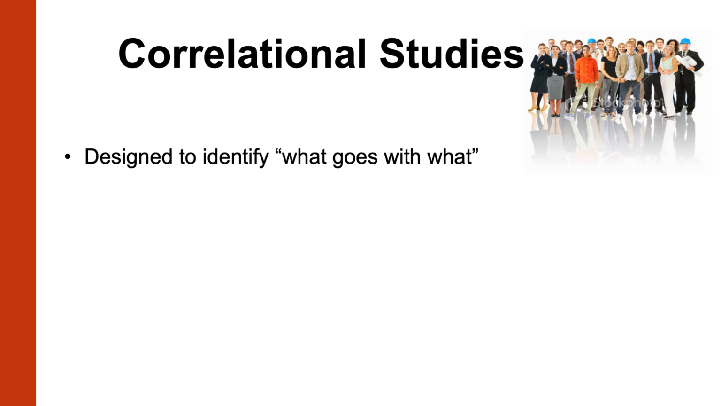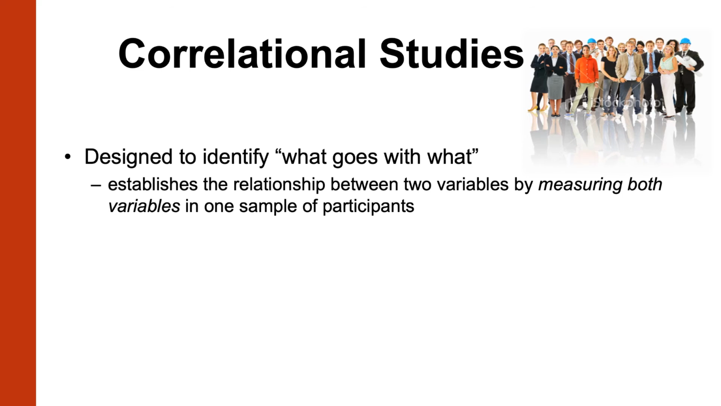Correlational studies are easier to conduct because what they are essentially doing is measuring variables, not manipulating, just measuring variables to determine what variables go together. What variables are related and how related are they? The goal of the correlational study is to determine whether there is a relationship between two variables by simply measuring both variables in the same sample of participants.